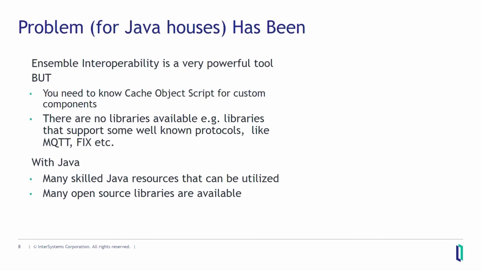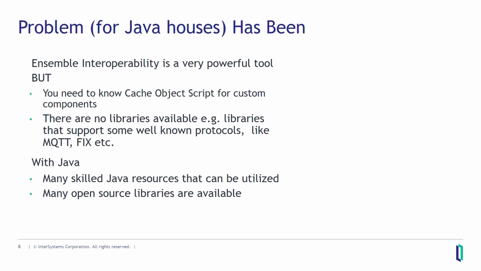So the problem for Java shops has basically been that Ensemble is a very powerful tool. It's a world-class engine. And now what's been brought into Iris, the InterSystems Iris Data Platform, has all these capabilities, but you've had to go in and work in ObjectScript, and your Java programmers are probably sitting there thinking, I don't want to learn a whole new language. This is inconvenient. So the libraries that are available within Java as well, you have a ton of libraries. And you also have other protocols that maybe aren't out of the box inside the data platform.